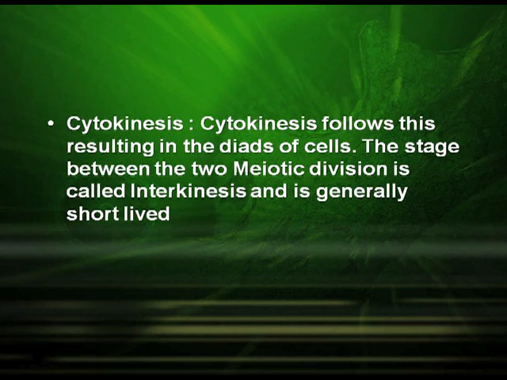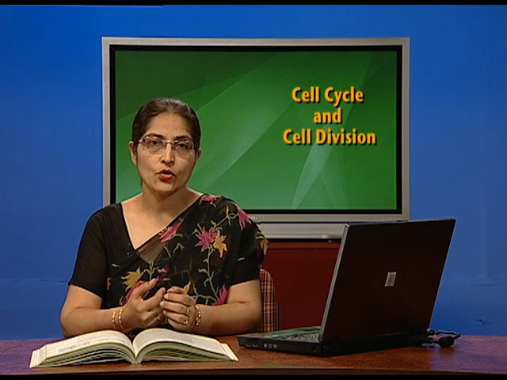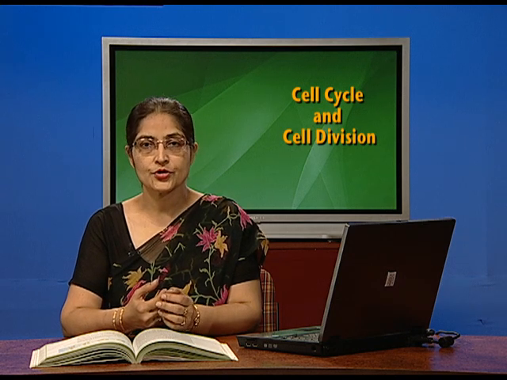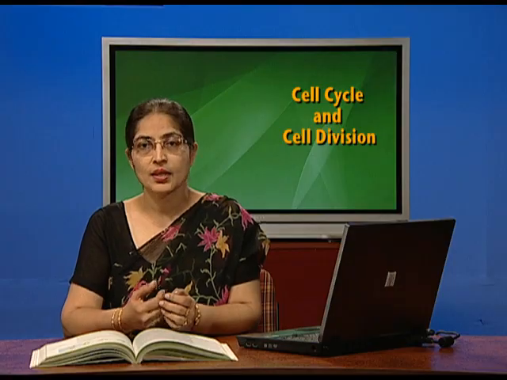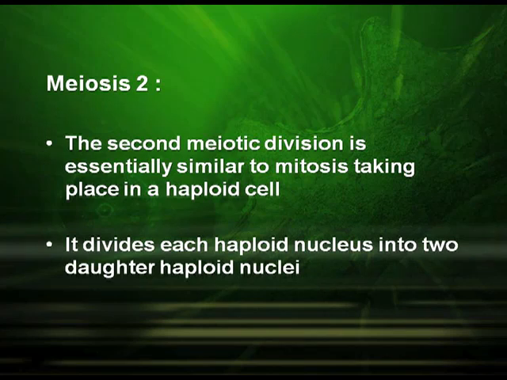The stage between the two meiotic divisions is called interkinesis and is generally short-lived. After telophase 1, this is how the cells would appear. Meiosis 1 is followed by the second meiosis division or meiosis 2. The second meiotic division is essentially similar to mitosis if mitosis takes place in a haploid cell. It divides each haploid nucleus into two haploid nuclei.